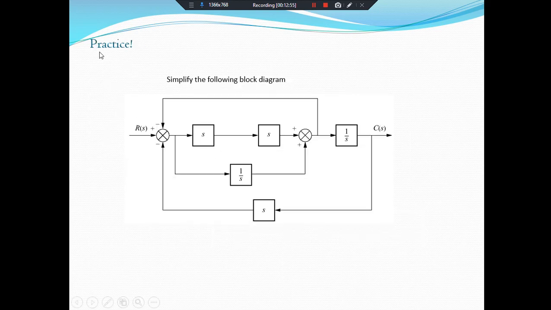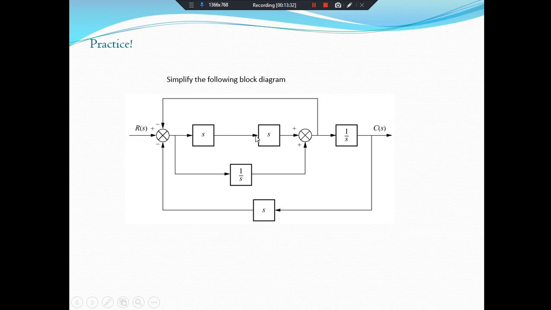For your practice, you have to simplify this block diagram. You can practice this at home. This is also a very simple block diagram. You have to use the same rules as we have done in the last example. I am giving you some simple guidelines. As you can see, this S and this S, these two are in series, cascaded form. You can replace this by S into S, means this will be replaced by a single S square.